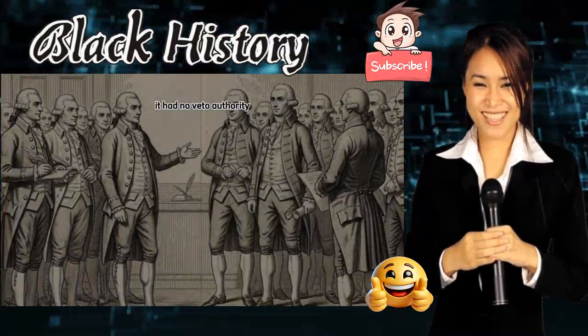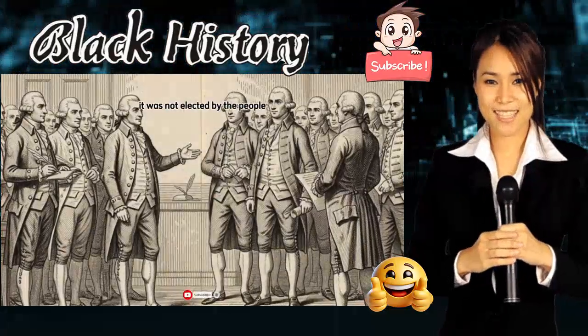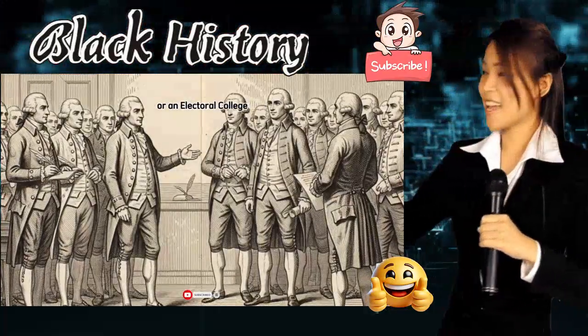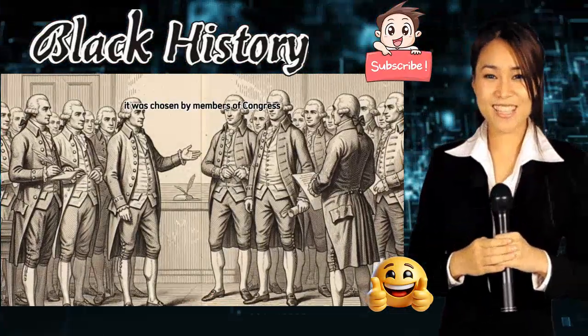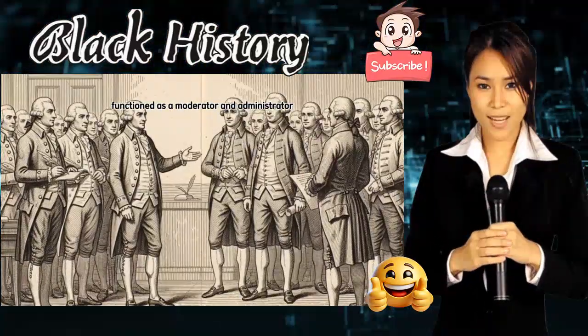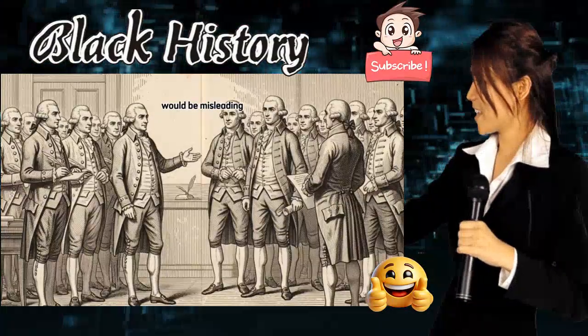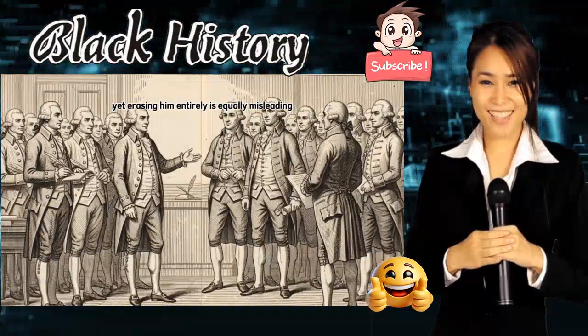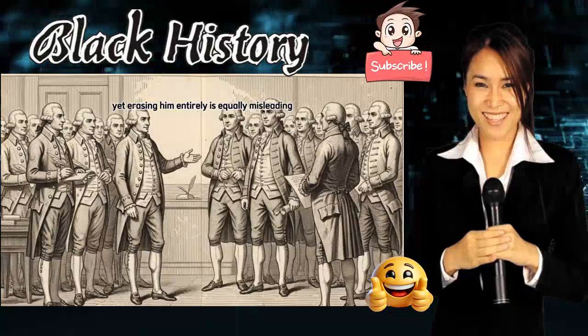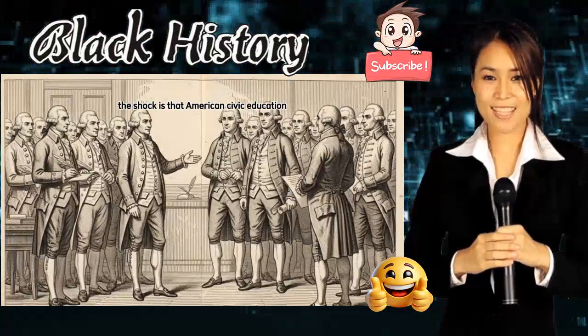The presidency under the Articles had no independent executive power. It had no veto authority. It had no control over a standing army. It was not elected by the people or an electoral college. It was chosen by members of Congress and largely functioned as a moderator and administrator. Calling Hanson the first president in the same sense as Washington would be misleading. Yet erasing him entirely is equally misleading.